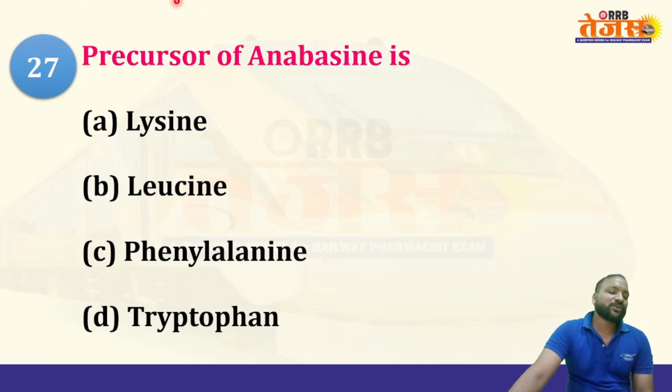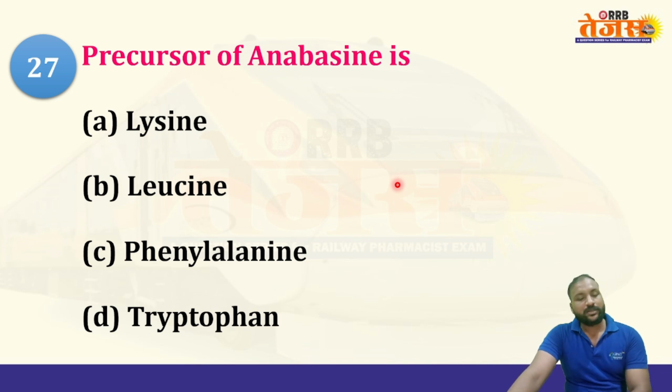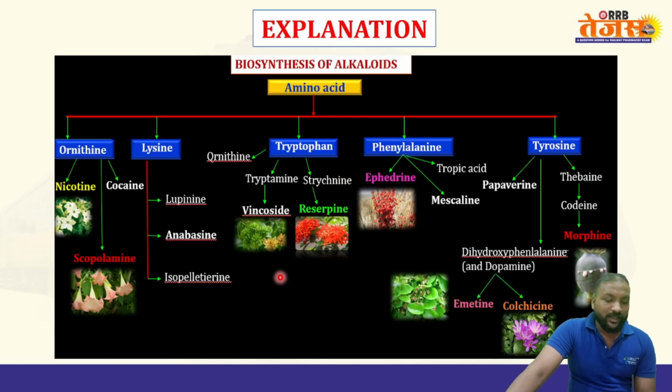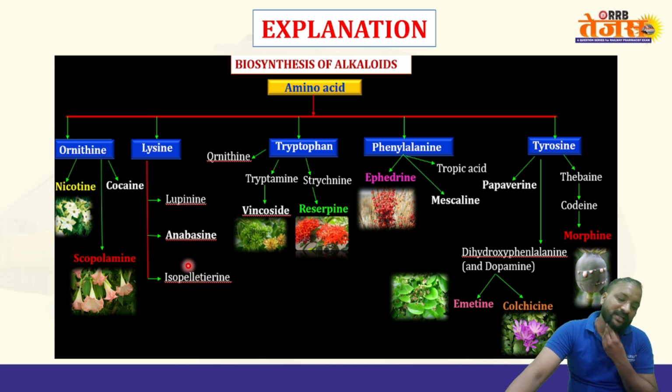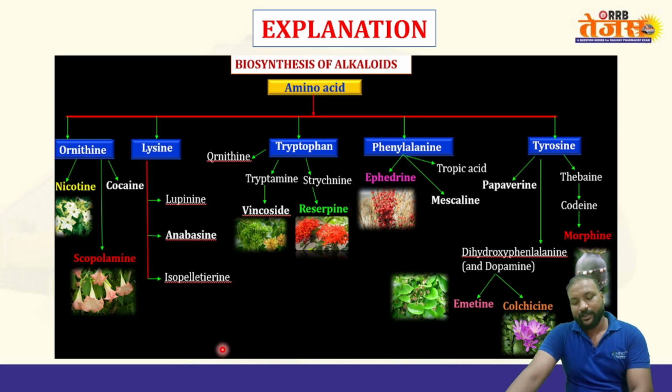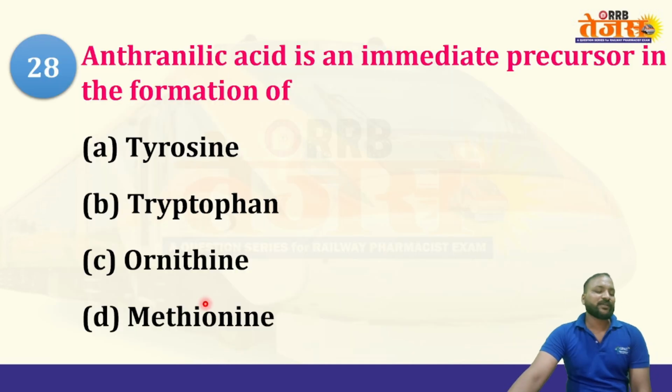And 27th question of this series. Precursor of anabasine is lysine, leucine, phenylalanine, or tryptophan. So what is the answer here? Let us check. Lysine is a precursor for anabasine. We have just now discussed anabasine. Lupinine, anabasine, and isopelletierine are the compounds synthesized from the lysine as a precursor.